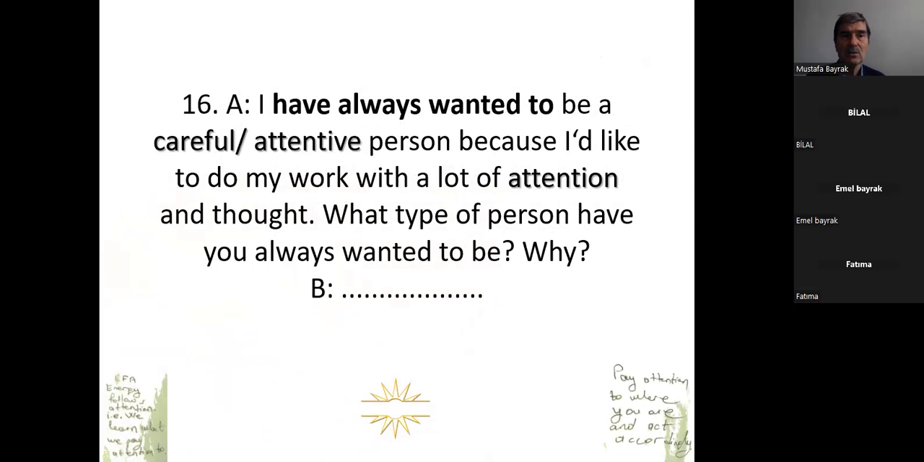Okay, dialogue 18a. I have always wanted, okay? It is just like a continuous sentence. I have always wanted to be a careful or attentive person because I'd like to do my work with a lot of attention and thought. What type of person have you always wanted to be? Why? I have always wanted to be a mindful, understanding, and productive person in my life. Okay.